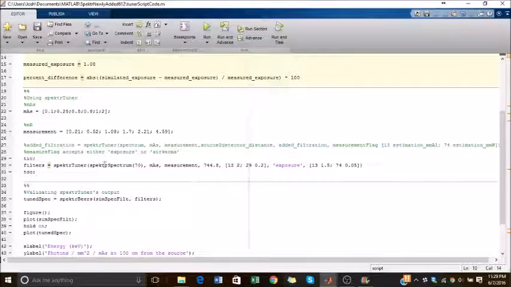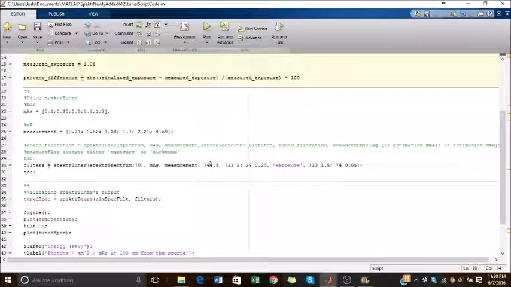SPEKTR Tuner's first argument is an input spectrum generated at the same tube potential as the beam to be simulated. The MAS and measurement arguments are single column vectors such that the MAS and its corresponding exposure or air kerma measurement are recorded within the same row. The MAS argument is in units of milliamp seconds, and the measurement argument is in units of either milliroentgen or milligray, depending on if exposure or air kerma is measured.